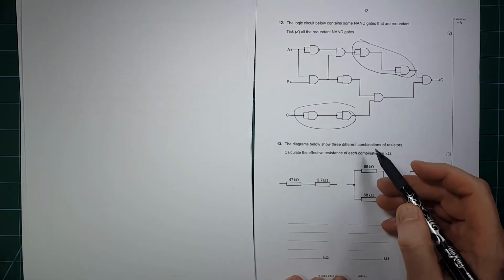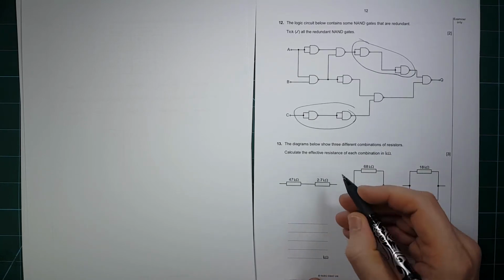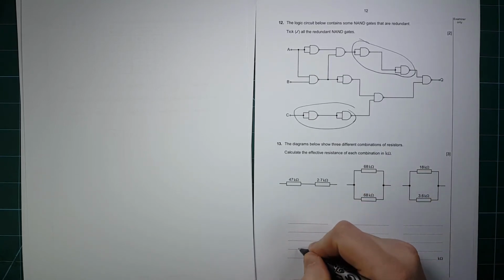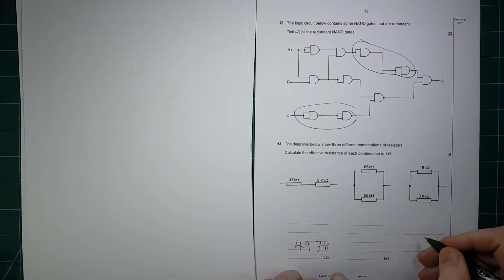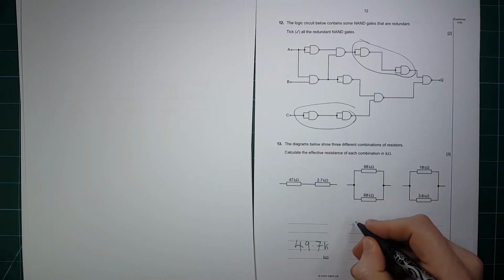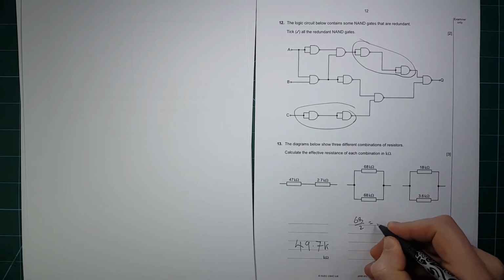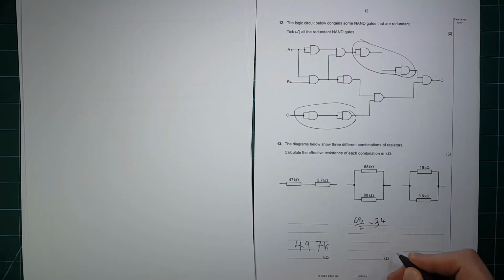Here we have some combinations of resistors. We need to add these up because they're in series. So that's going to be 49.7K. This one, they are both the same, so you can just divide it by 2. So that's 68 over 2, which is equal to 34. So it's 34 kilo ohms.